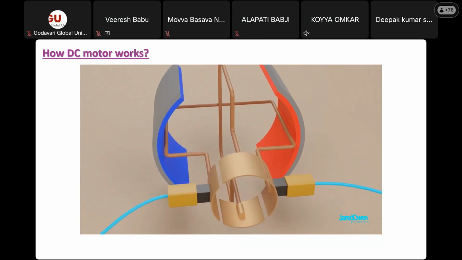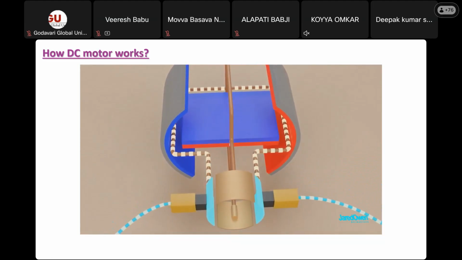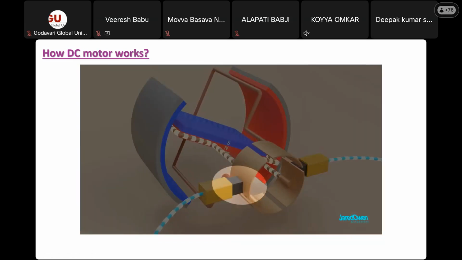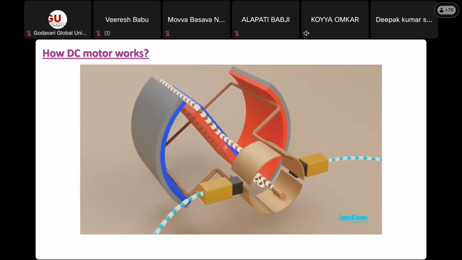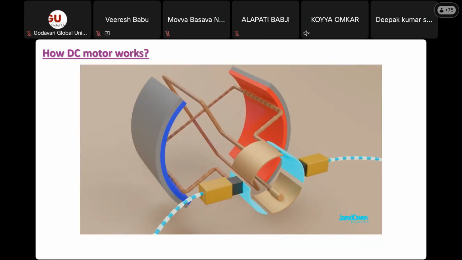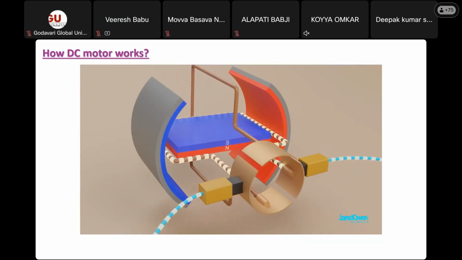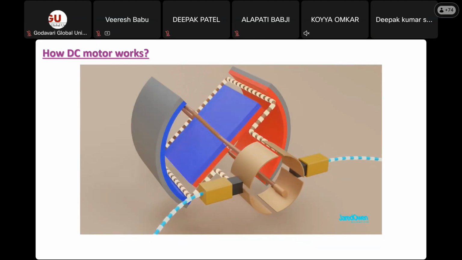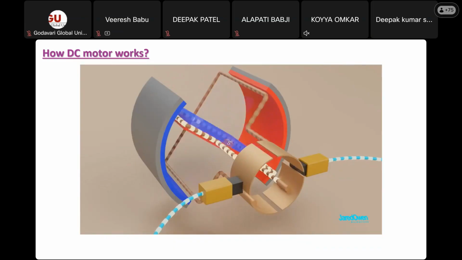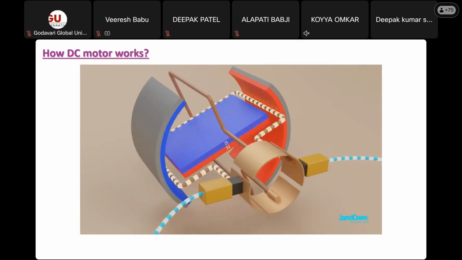So first, the brushes are in contact with these two commutator segments, which turns on this electromagnet, which causes it to start spinning. Once we get to here, the brushes switch contact to the next pair of commutator segments, which means this loop turns off and the next loop turns on. Now this electromagnet wants to spin. The brushes switch contact and the next loop turns on. This keeps happening as our motor spins. It's almost like the loops will take turns being an electromagnet.